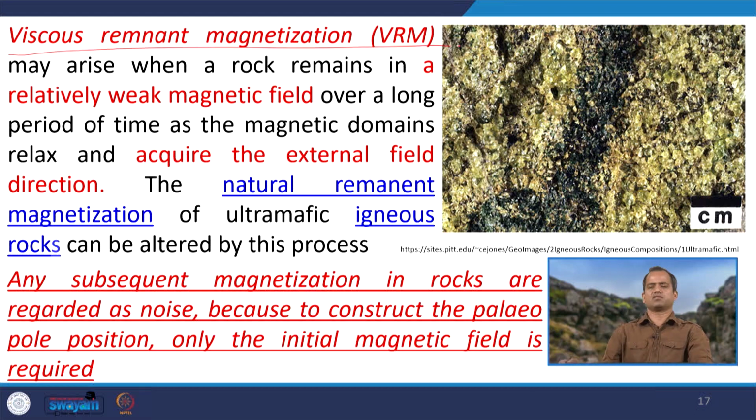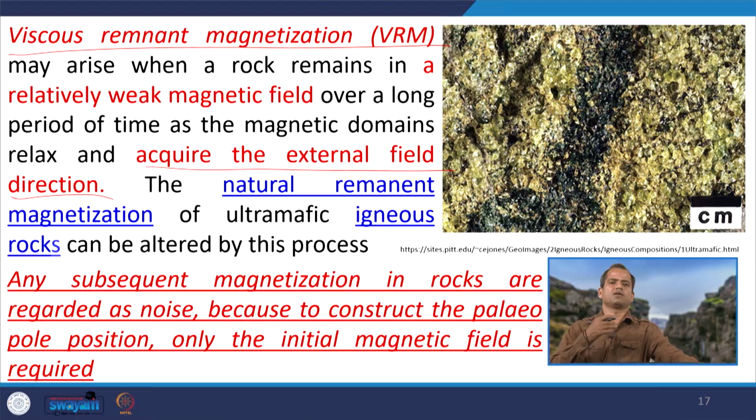It is when the rock is placed under a weak magnetic field for millions of years, and the natural remnant magnetization acquires the external field direction, and the natural remnant magnetization of ultramafic igneous rocks can alter in this process. So any subsequent magnetization in rocks is regarded as noise, because to determine the paleomagnetic pole position, only the initial magnetic field is required. Otherwise, there are a number of magnetic reversals, normal, and some lightning or something like that. All of these are noise, superimposed on that.